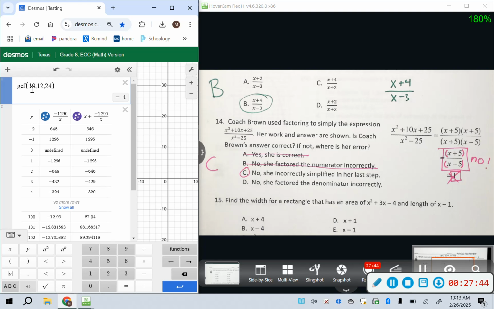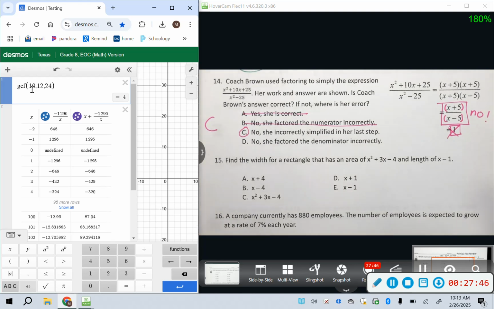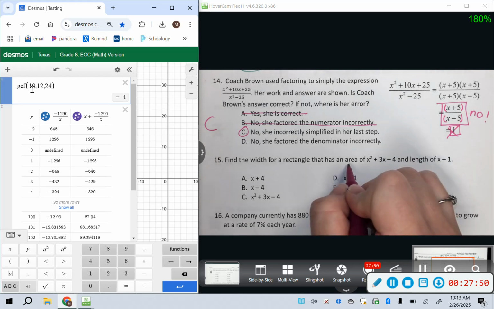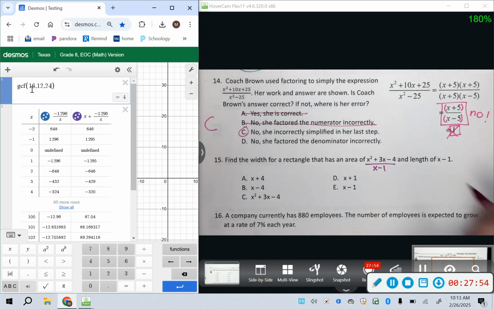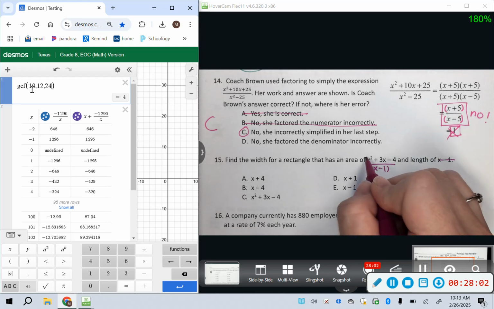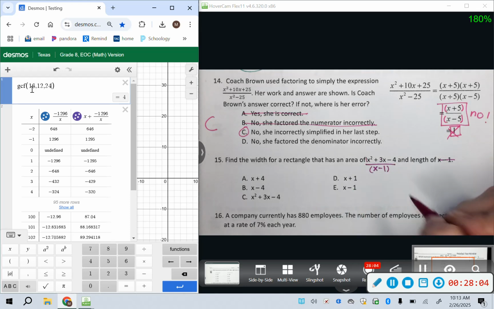Okay, let's look at 15. 15 says find the width of a rectangle that has an area of this and a length of this. Well, remember, when we're given area and one side, we can divide to solve. So I just moved it down. So knowing that x minus 1 cannot simplify, but it's stuck like glue because of the minus, we have to factor the top. Well, a is 1, b is 3, c is negative 4. Therefore, my GCF is 1. So I'm good to go.